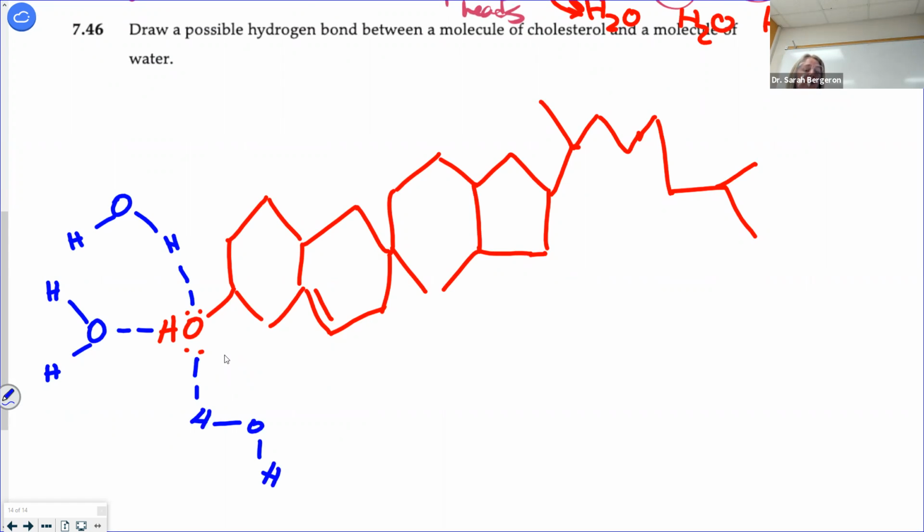Hydrogen bonds. Hydrogen bonds can happen, right? It's just a hydroxyl. When people look at a cholesterol molecule, they're like, oh my God, this big old thing, what's going on? But you just have to focus in on the functional groups. The functional groups are going to tell you what interactions can happen.